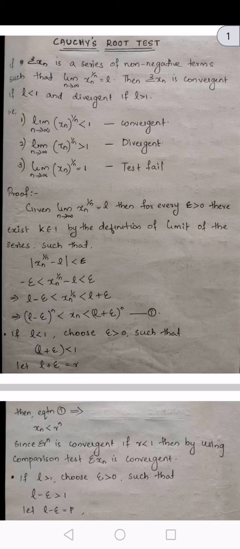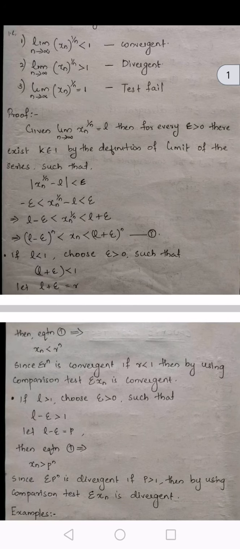If L is less than 1, choose epsilon greater than 0 such that L plus epsilon is less than 1. Let me take L plus epsilon as R, then R raised to n is equal to (L plus epsilon) whole raised to n. Then from equation 1, we get xn is less than R raised to n. Since R is less than 1, we know that summation R raised to n is convergent. Then by using the comparison test, summation xn is convergent.